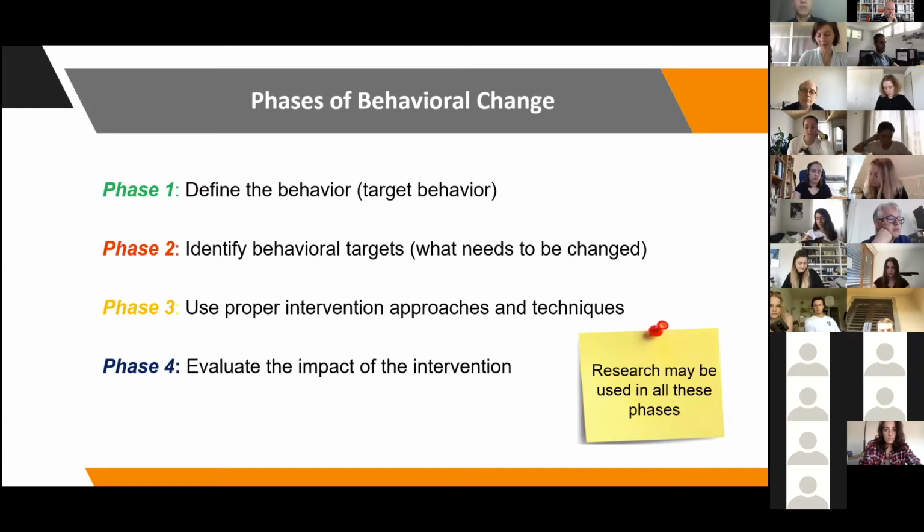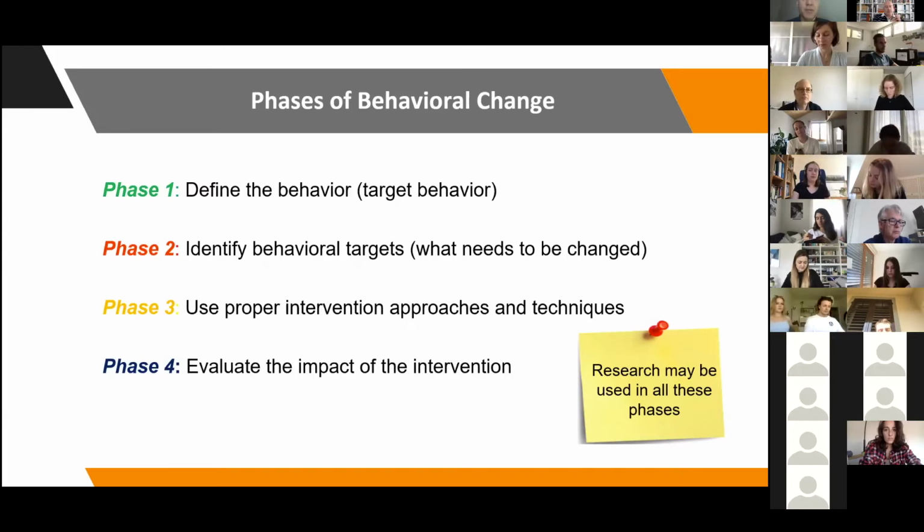So let's assume you want to change this behavior. That's the first phase. In the second phase, you will determine the things that need to be changed to change that behavior, or the determinants of the behavior that you want to change. Then, once you have determined the behavior and the things you have to change, the idea is to use a proper approach and technique to change that component of the behavior.